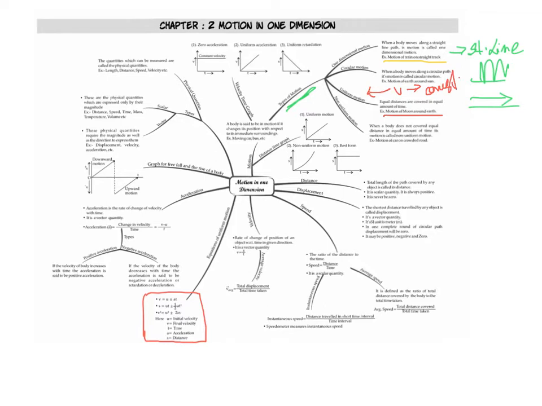And then there is non-uniform motion. Non-uniform motion is all the motions that we usually do, like when we travel. Sometimes we travel faster, sometimes we travel slower, sometimes we are going through a crowded market, then our speed goes down.